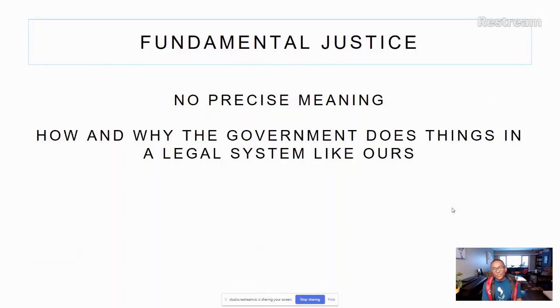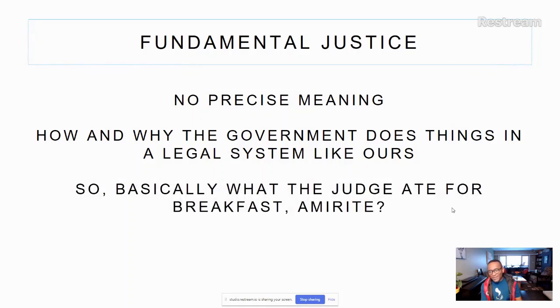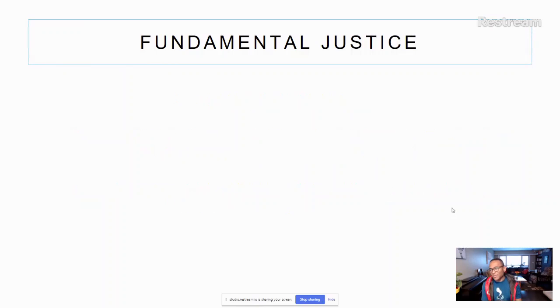The courts have described it as how and why the government does things in a legal system like ours. How and why the government does. I'm going to leave you with that to unpack. It sounds basically like what the judge ate for breakfast, right? But there are some helpful clues as to what it is. Some things that courts have offered over time that give us some clue as to what fundamental justice is.